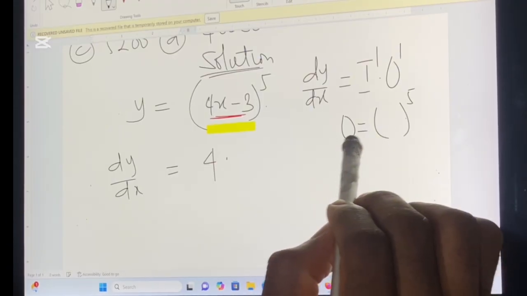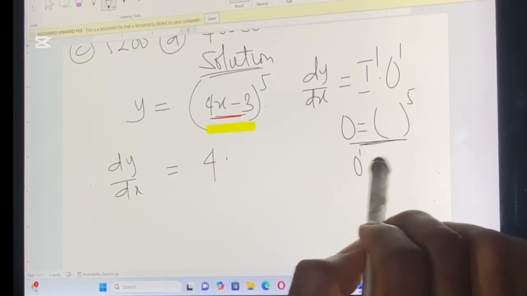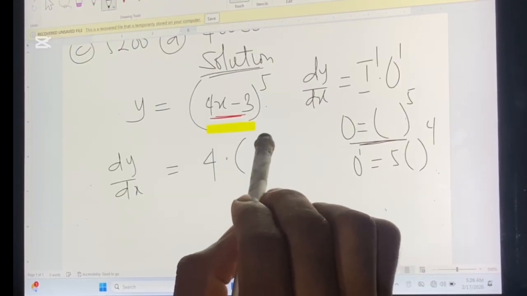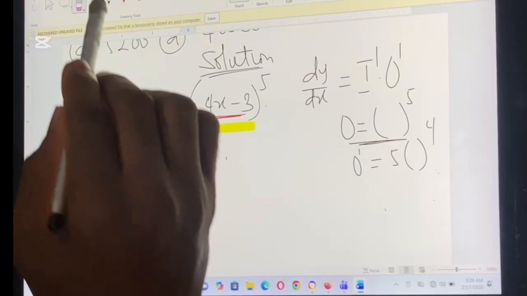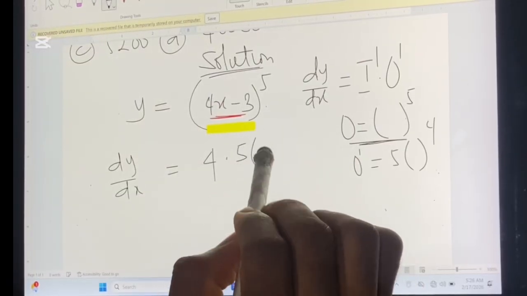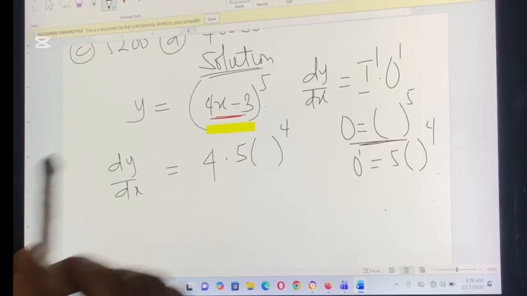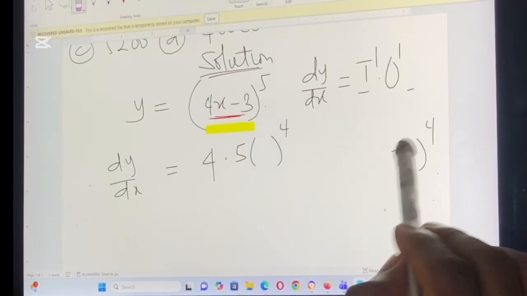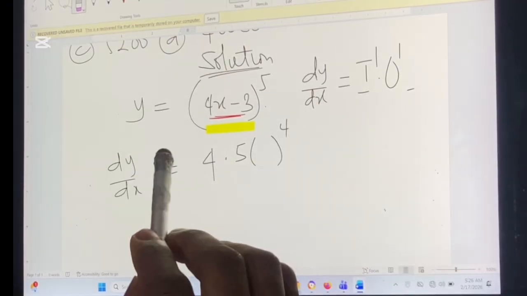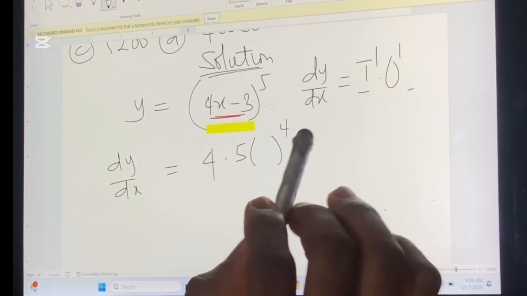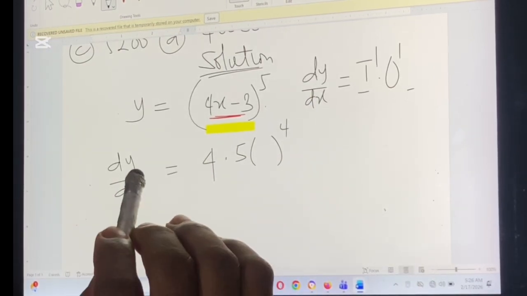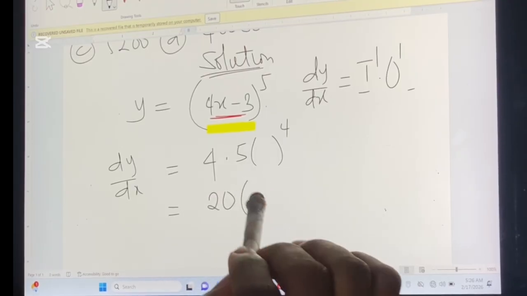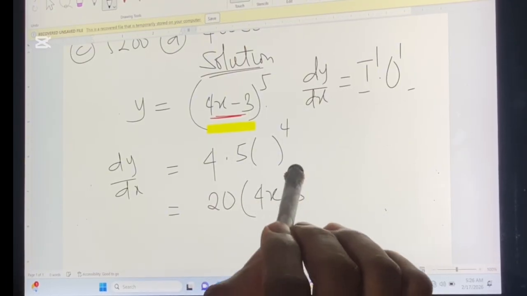When you differentiate something like this, that is to get the outer, we have 5 times the bracket raised to the power of 4. So in mathematics, we don't have anything as empty brackets except in sets, and this is not a set. So the question now is, what am I going to place inside this bracket? It's what is in the bracket from the equation. So I will have the first derivative to be 20, that is 4 times 5, times (4s − 3) all raised to the power of 4.